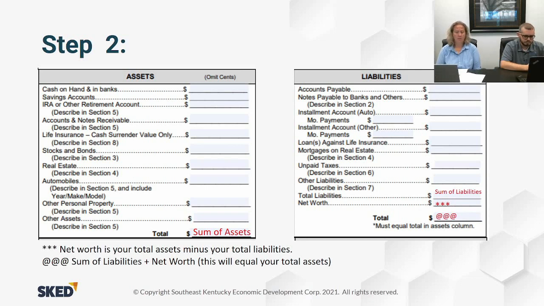Obviously you've got savings account down below, and then you've got IRAs or other retirement accounts. You're going to put the total here. And then in section 5, which we'll get to in a few minutes, you are going to describe exactly what those assets are, giving a little bit more detail. Accounts and notes receivable: this is if people owe you money. Say you gave somebody a $5,000 loan and they owe you that money. That is an asset.